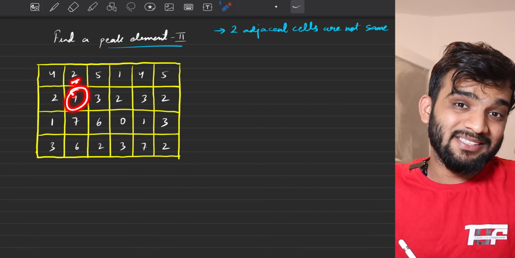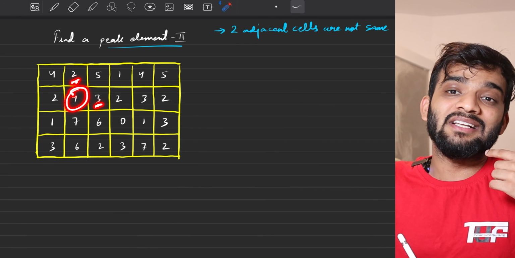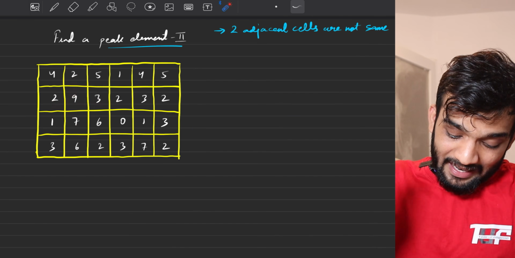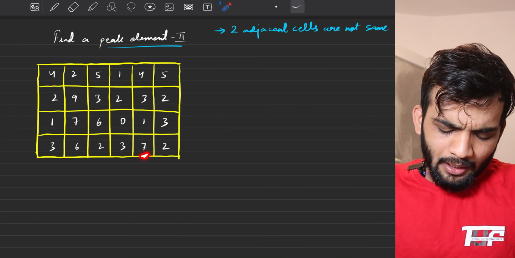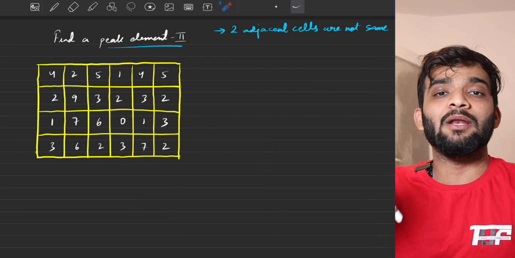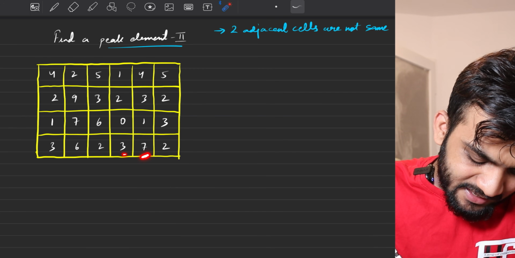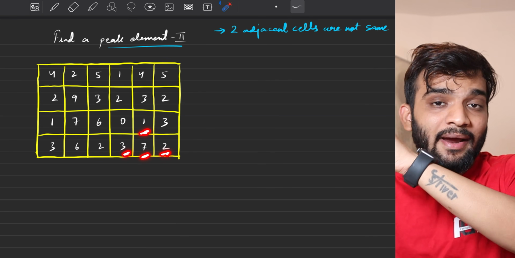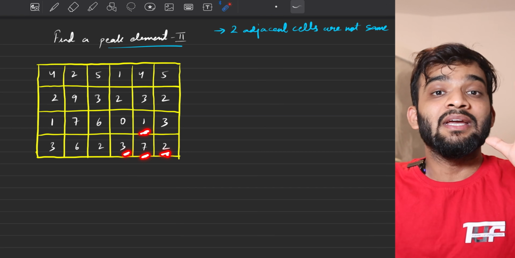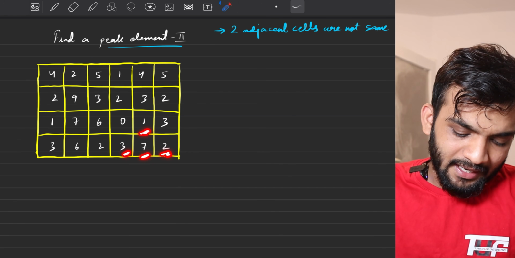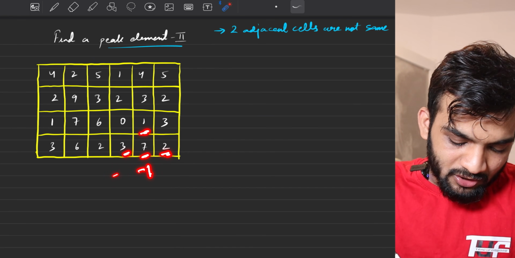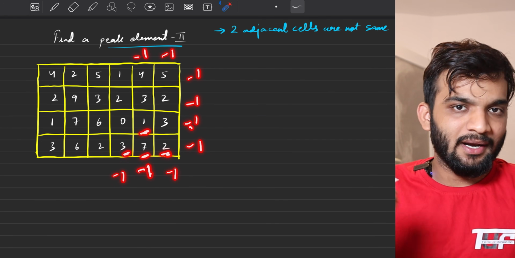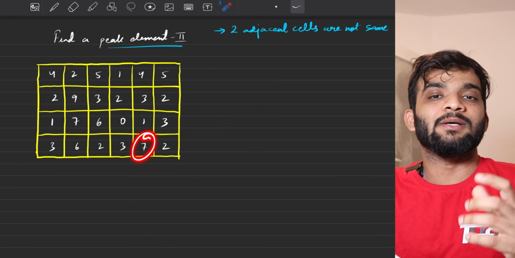Why? Because it's greater than its top counterpart, its right, its bottom, and its left. Can I say 7 to be a peak element? Yes, I can. Because 7 is greater than 3, the left, greater than 1, the top, and greater than 2, the right. But on the bottom, we don't have anything. If you do not have anything, then it will be considered as -1. The problem clearly states all the outer parts will have -1. So 7 can also be called a peak element.